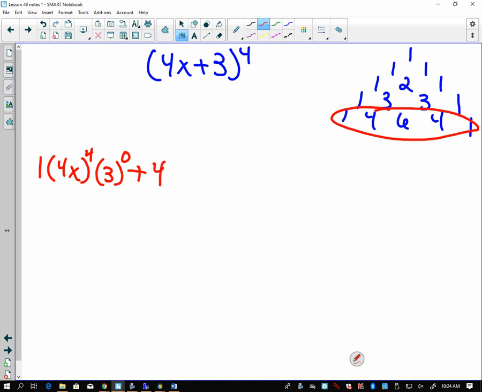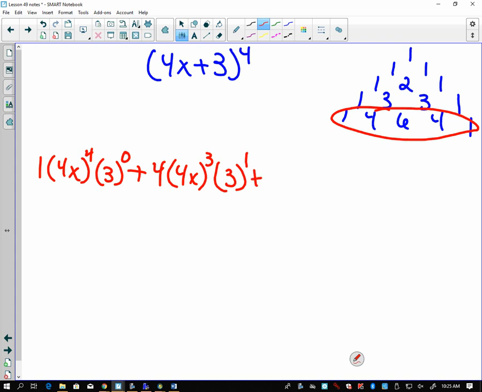4. Okay, now I have my A again, which is 4x. This time the exponent is to the 3rd. Now we need our B position, which is 3. What's its exponent? 1. Notice that these will always total to be the exponent that you're working with. So 4 plus 0 is 4, 3 plus 1 is 4.